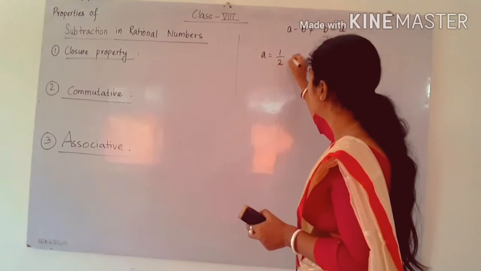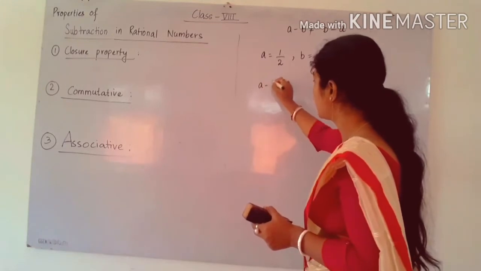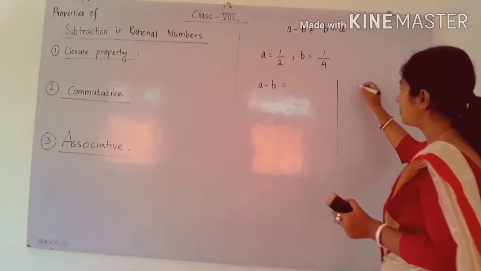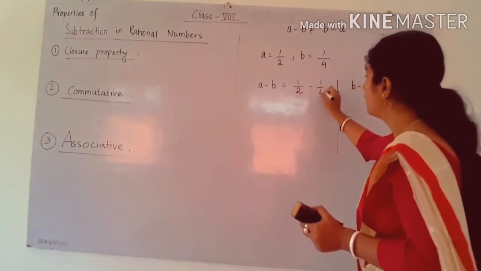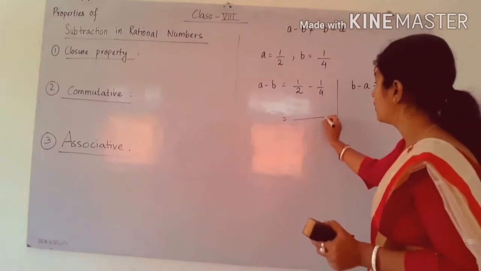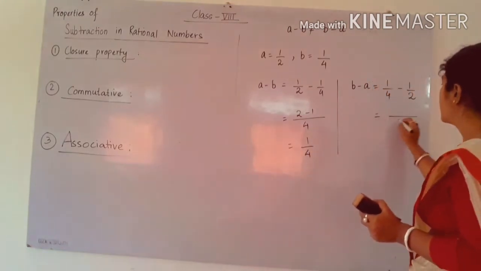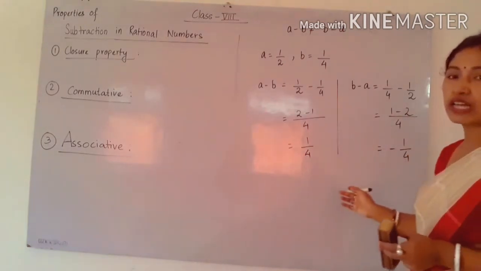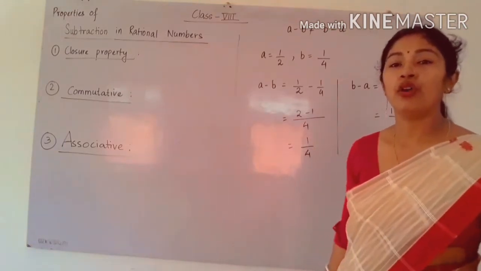Suppose A is 1 by 2, and B is 1 by 4. So you can subtract B from A, and you can subtract A from B, and you can get the answer. Both the answers will be different. So you can check the answer. Here it is 1 by 4. In this case, it is minus 1 by 4. So both the answers are different. So commutative property in case of subtraction of rational numbers is not satisfied.